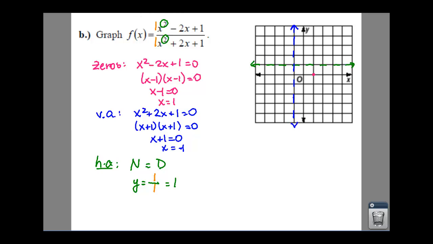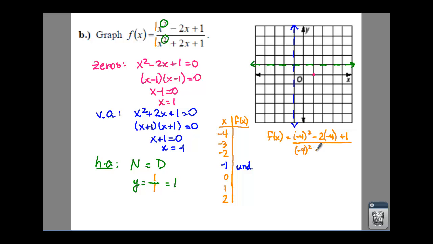So now we need to make a table of values. And we should put in the middle your undefined value, which would be your vertical asymptote. So we're going to put a negative 1 in the middle. And we need to surround that with other values. So we're going to go negative 2, negative 3, negative 4, 0, 1, and 2. So let's go ahead and simplify what is f of negative 4. So we're going to say negative 4 squared minus 2 times negative 4 plus 1, all over negative 4 squared plus 2 times the negative 4 plus 1.